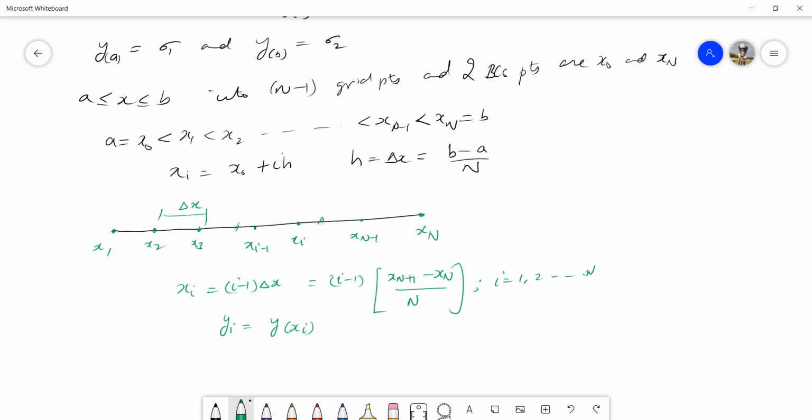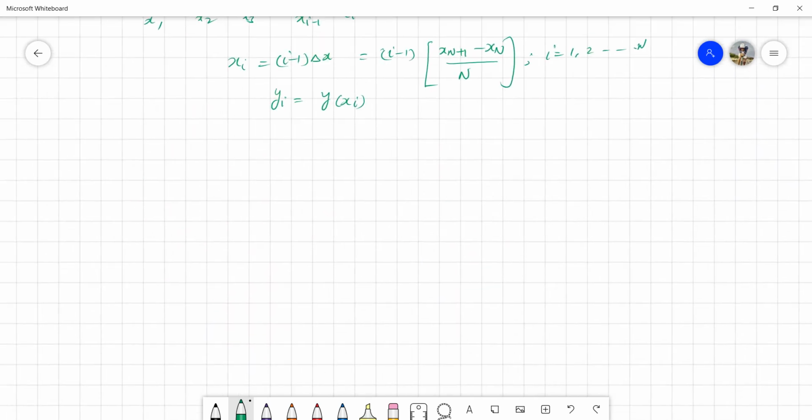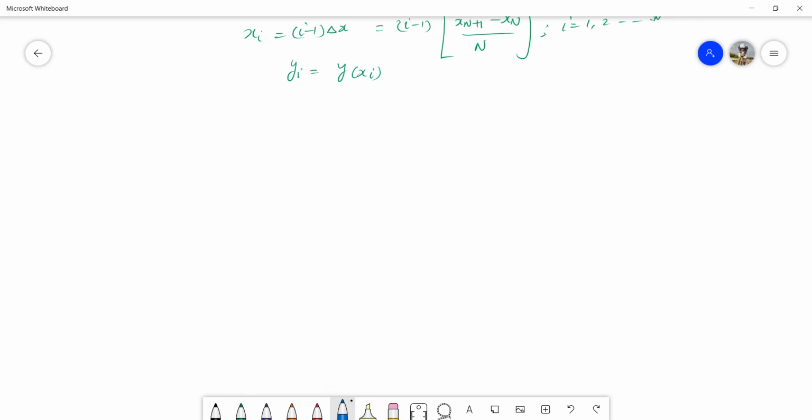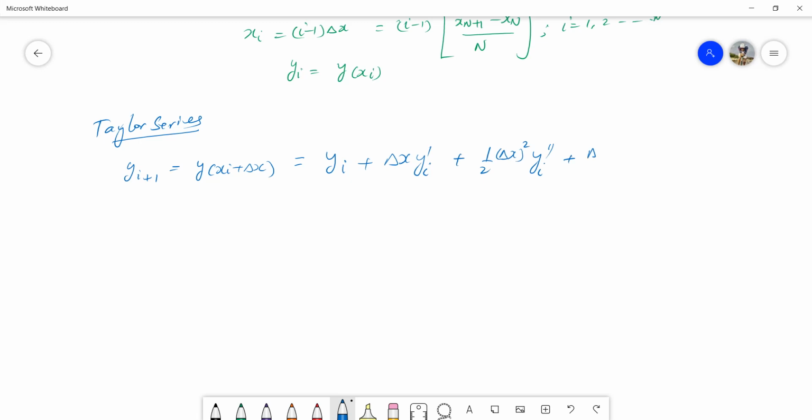Okay, so let's see the finite difference method, how to solve this. Now suppose using Taylor series, let's say y i plus 1 is equal to y at xi plus delta x, which can be written as yi plus delta x yi dash plus half of delta x square yi double dash plus delta x cube over 3 factorial into yi triple dash plus so on. Clear? Let's name it as equation 1.